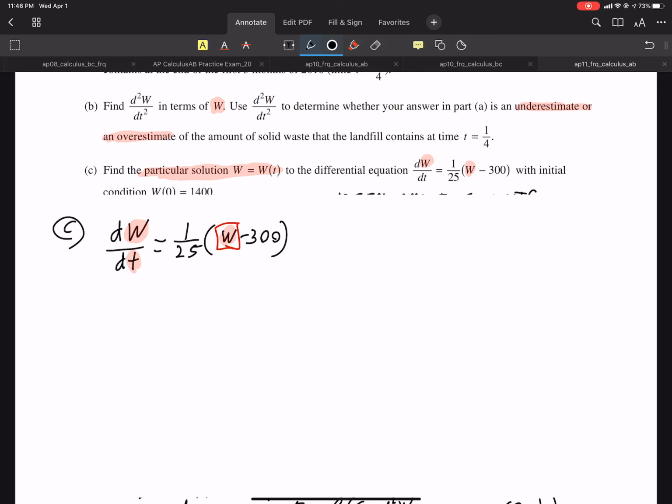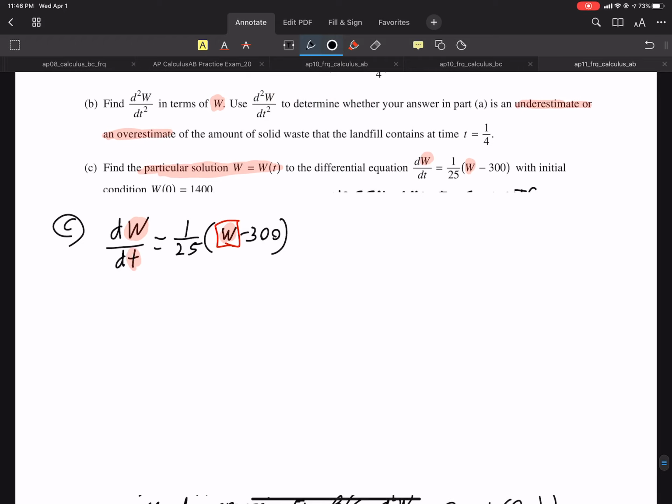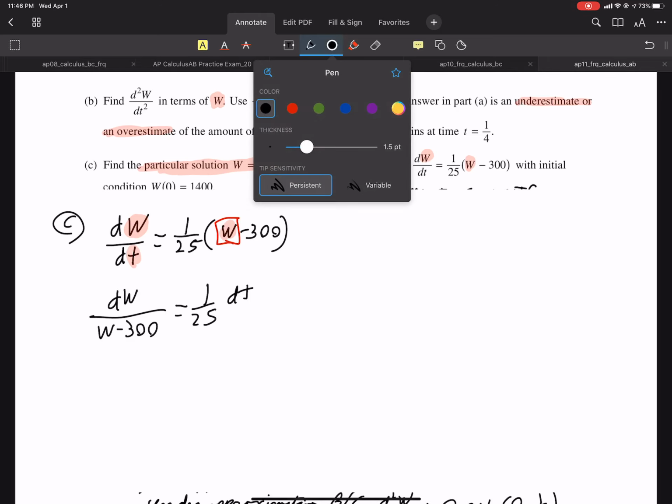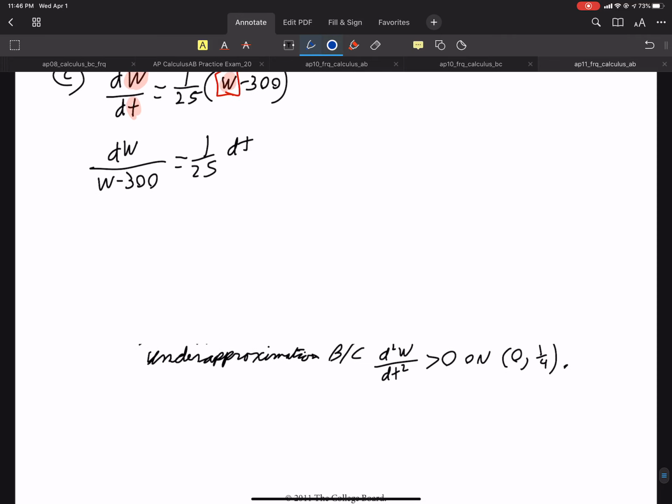So I'm going to divide both sides by w minus 300. And we'll get the dt on the other side. So now we're able to integrate both sides.